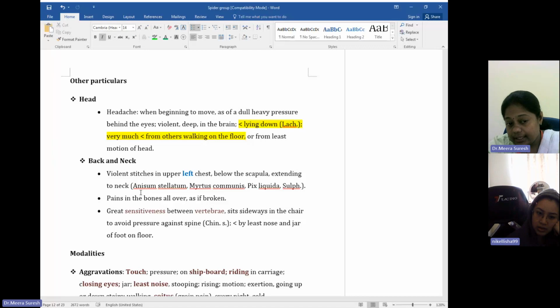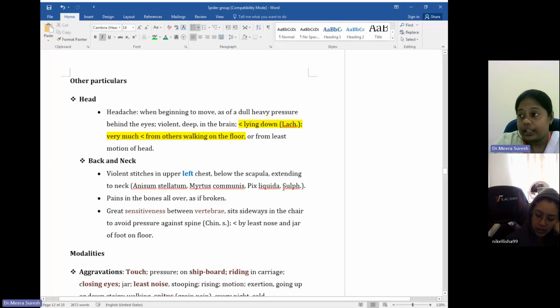And all the remedies that we have put in this comparison, that is anisum stellatum, myrtus communis, pix liquida, and sulfur, all these medicines also have affections of the left lung. So the term used in case of Theridion is left chest, and when we hear that we connect it to the heart, but the connection should be to the left lung. Okay, that's the simple thing I wanted to say. And all these medicines also.